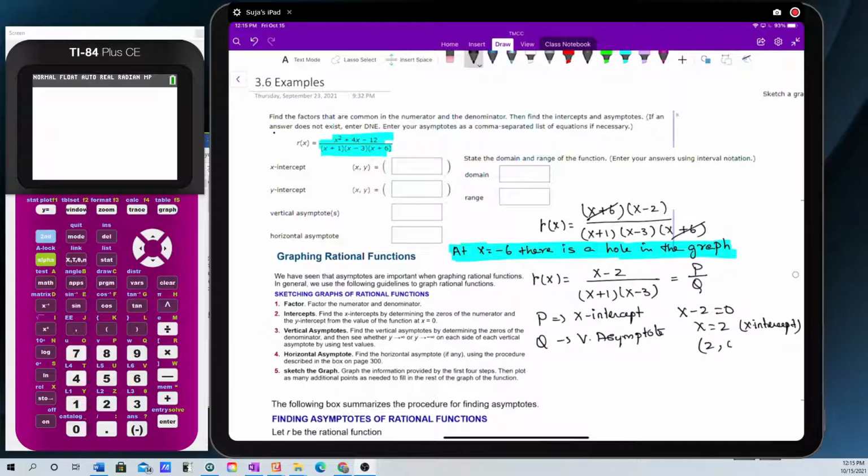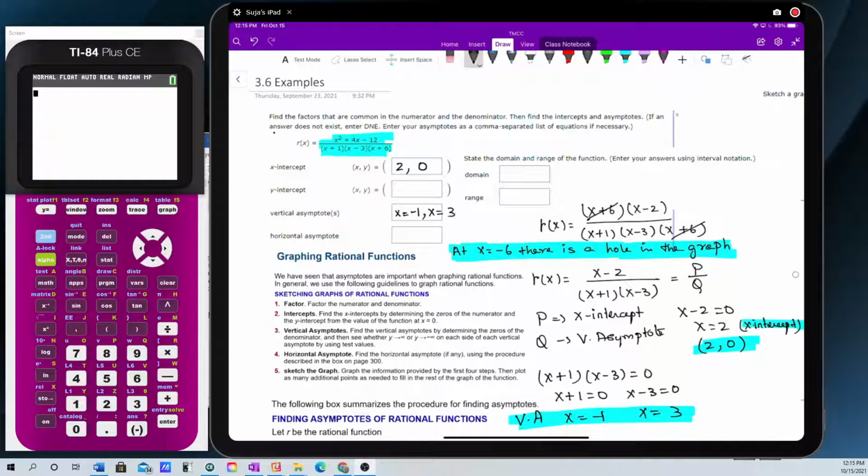So 2 comma 0 is my x-intercept, and x plus 1 times x minus 3 equals 0. So x plus 1 equals 0, x equals negative 1, and x minus 3 equals 0, x equals 3. These are my vertical asymptotes. So I have my vertical asymptotes and my x-intercept. Let me fill in my columns here. 2 comma 0 is my x-intercept. Vertical asymptotes must be written as an equation, so I'll write x equals negative 1, x equals 3.